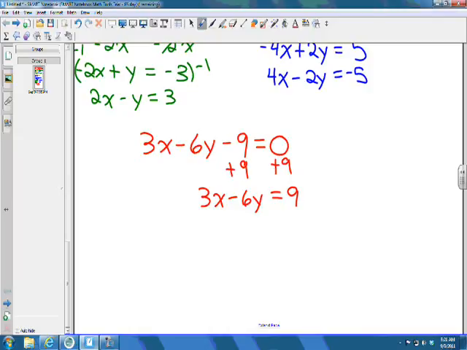What can we take out of all of these? A 3. You always have to make sure there's no term that will go into it. So if we take a 3 out of 3, what do we have? 1x minus 2y equals 3. Remember, when I say take out a 3, that means divide. So you're just dividing all those by 3. So now it's completely simplified.